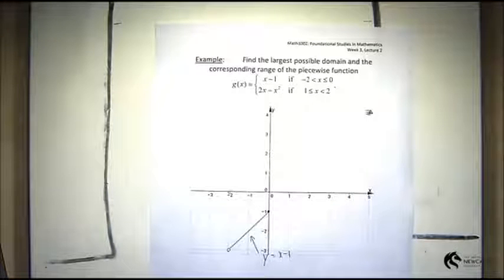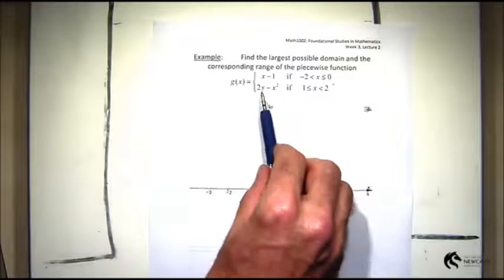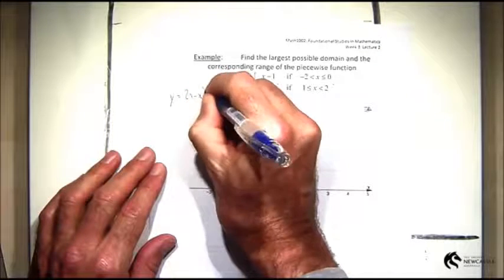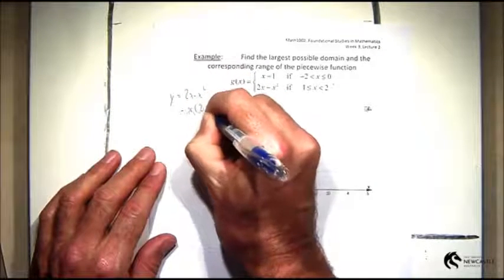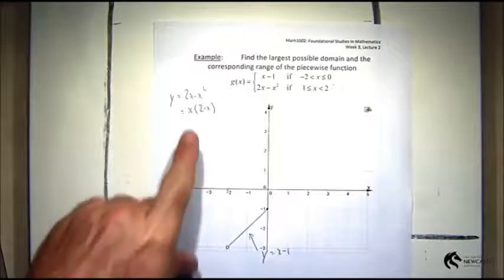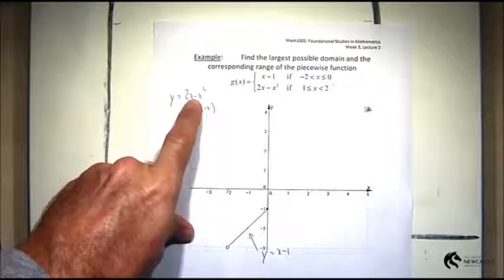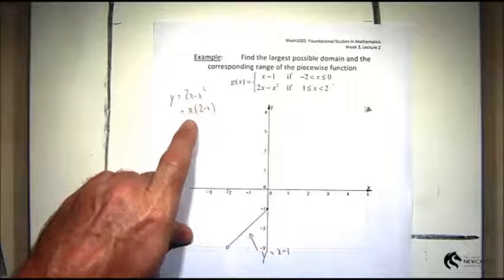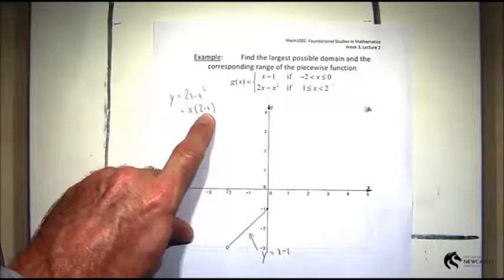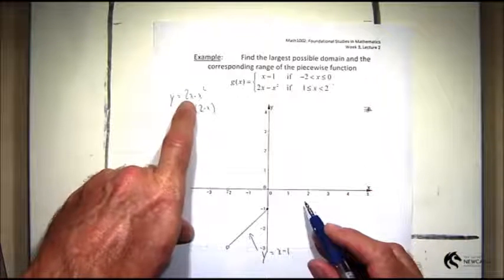Between 0 and 1, there's nothing defined. We then go from 1 to 2, and this here, y is equal to 2x minus x squared, that's the same as x times 2 minus x. So this is a quadratic, so the graph is a parabola. It's concave down, and it has x-intercepts at 0 and 2. So it has an x-intercept here and an x-intercept here. And when x is equal to 1, y is equal to 1. So it actually does this.